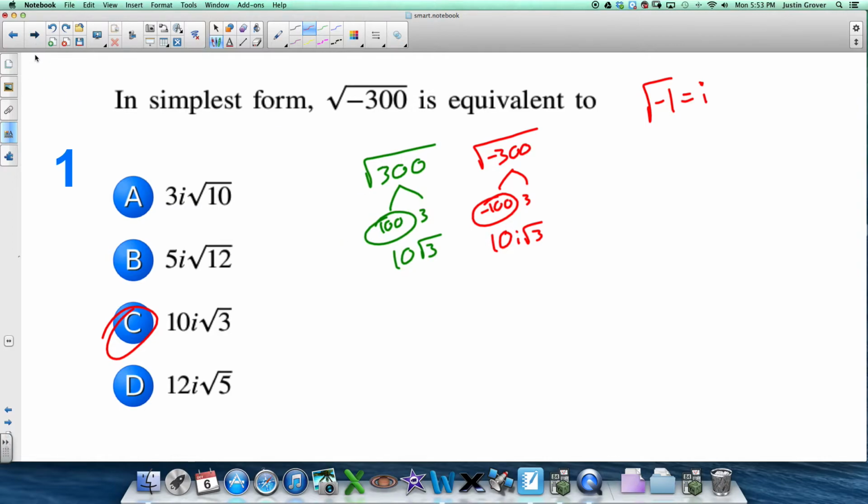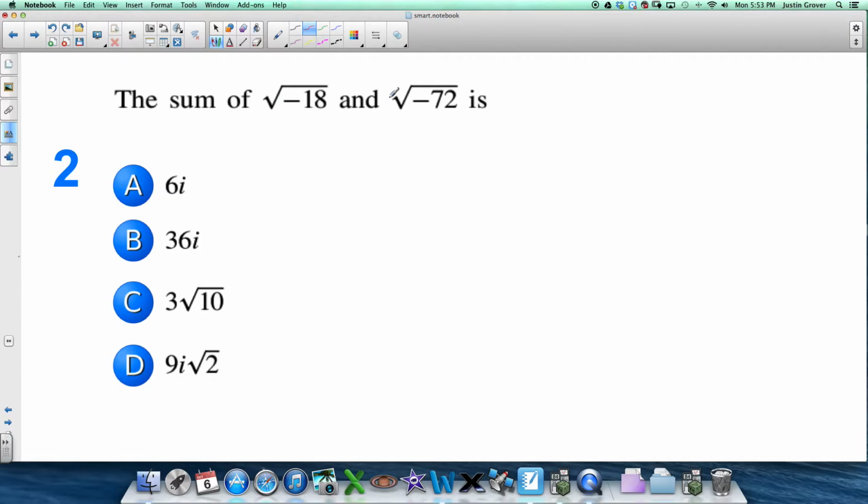Like this next one, the sum of rad negative 18 and rad negative 72. So for rad negative 18, I'm going to use two numbers. Now, again, just think about the 18, that'd be 9 and 2. So we're going to do negative 9 and 2. And this negative 9 is going to give us the 3i rad 2 plus, because we're doing a sum, negative 72 is negative 36 and 2. So 36 is our square, and so the square root of negative 36 is 6i rad 2. And 3i rad 2 plus 6i rad 2 is 9i rad 2.